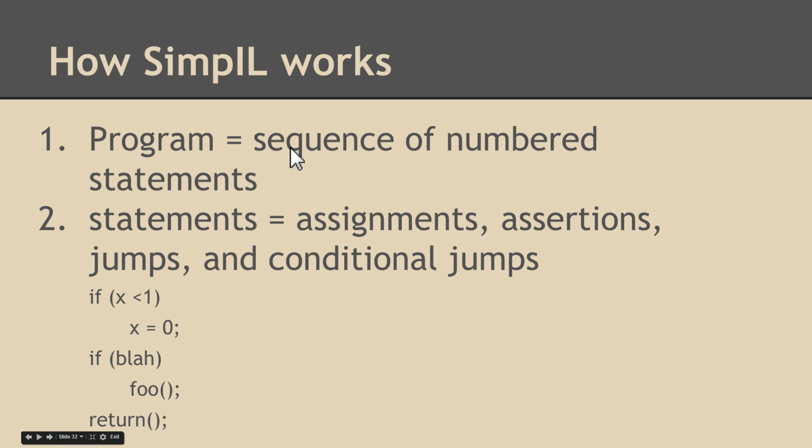First, a program is considered a sequence of numbered statements, and then the statements are assignments, assertions, jumps, and conditional jumps. So an assignment would be x equals 0. A conditional jump would be if x is less than 1, do this, otherwise go here. And likewise, a conditional jump would be if this evaluates to true, do this, otherwise jump here. And an unconditional jump would simply be return, go back to the previous chunk of code.